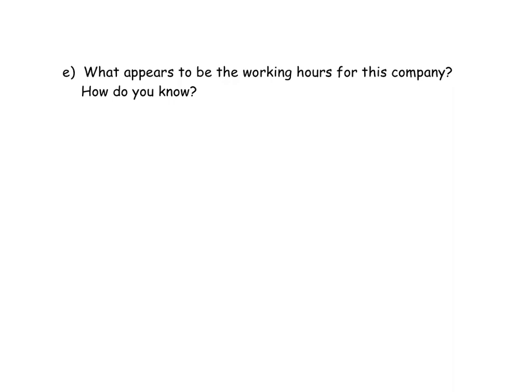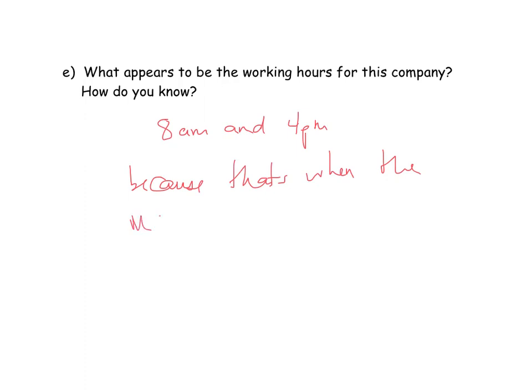And the last question. What appears to be the working hours of this company? How do you know? Well, just looking at the data, looking at the graph, I would say it's between 8 a.m. and 4 p.m., because that's when the machine is being used. That's when it's losing cans, right? So when it's being used, it just means it's losing cans.